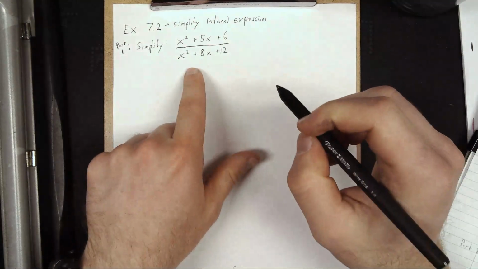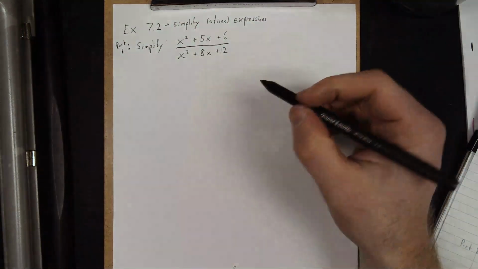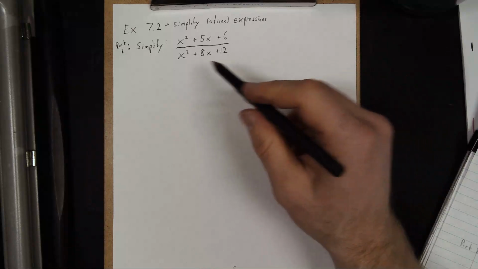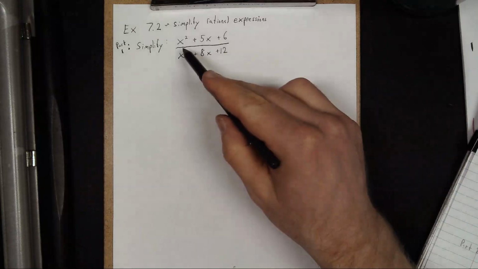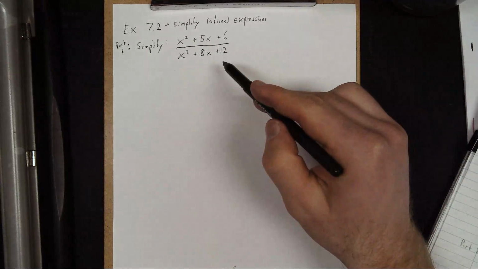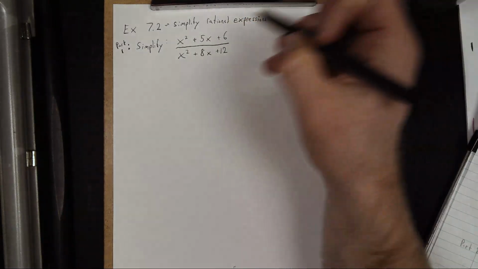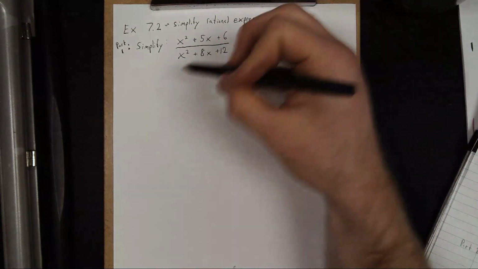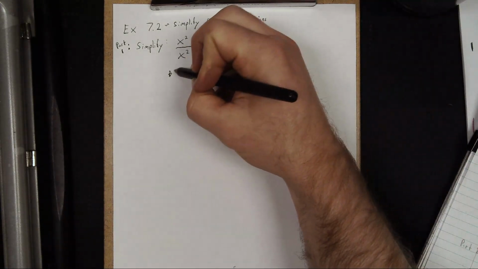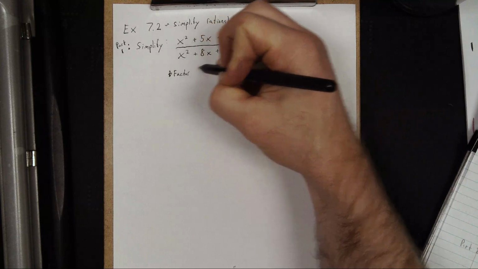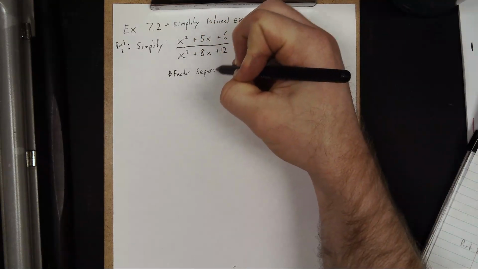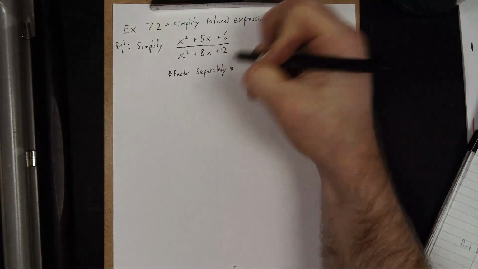So first we're going to simplify. Okay? So, take a moment to think about this. All right, these both look factorable, don't they? Something we may know how to do. So what you're going to do is factor separately.